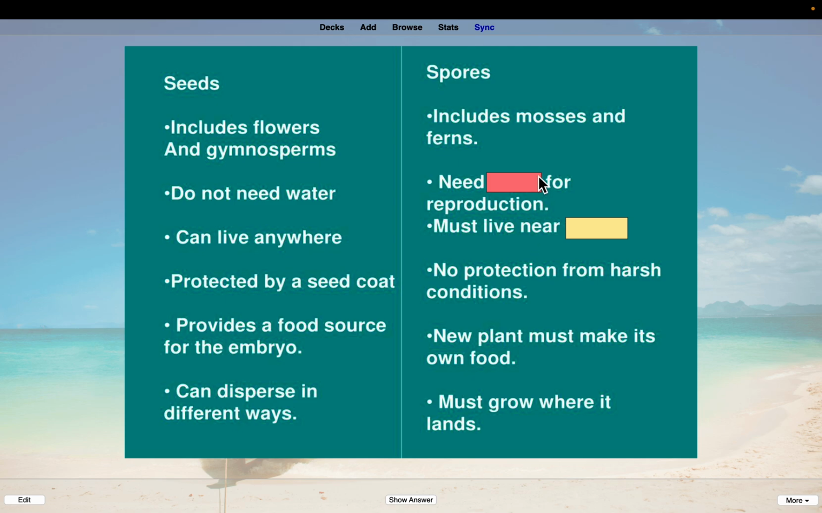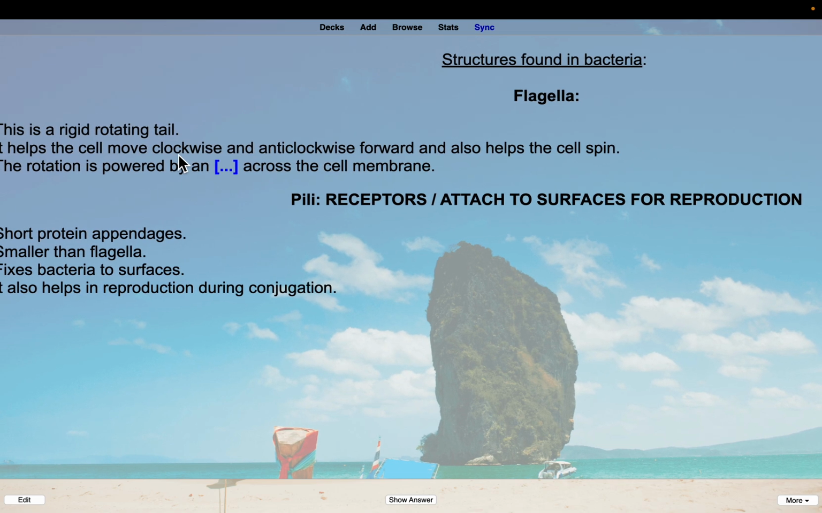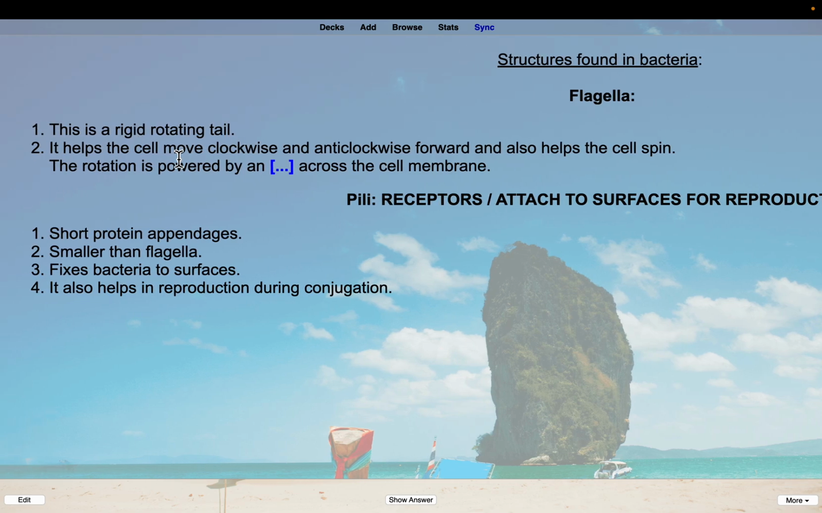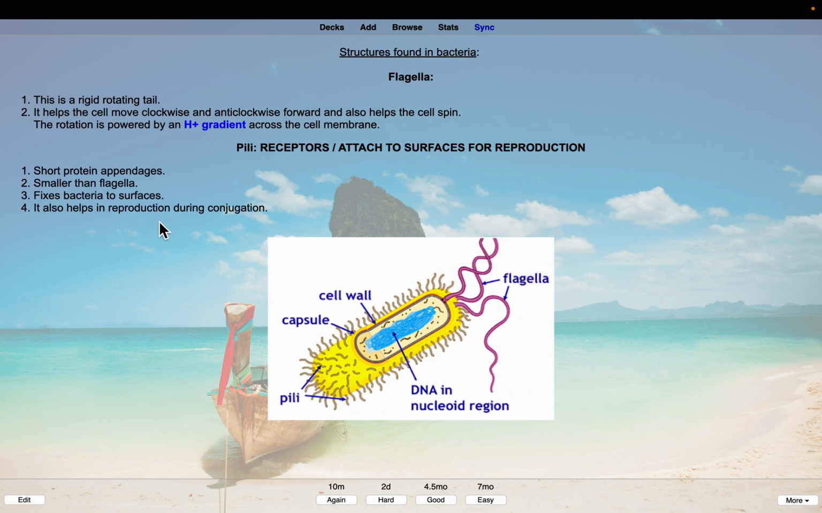Need water for reproduction. Flagella. So what's the role of a flagellum? So this is a rigid rotating tail. It helps the cell move clockwise and anti-clockwise forward, and also helps the cell spin. The rotation is powered by a hydrogen gradient across the cell membrane.